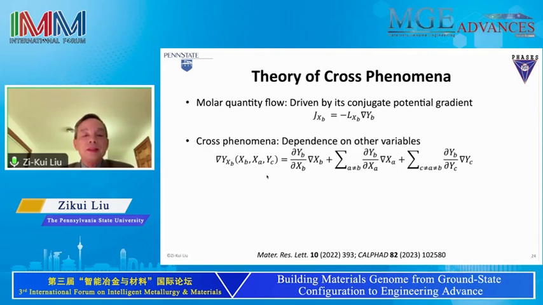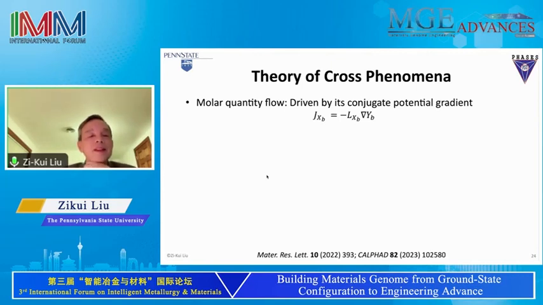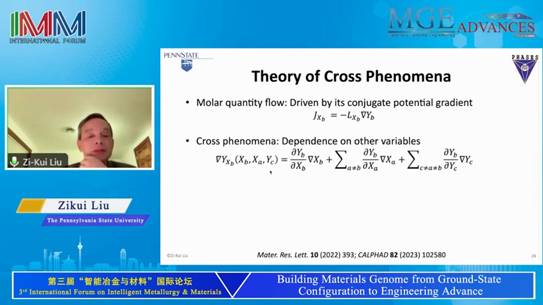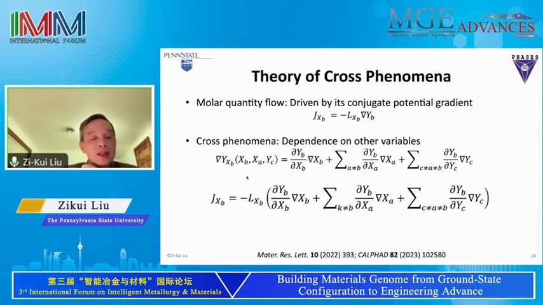So the theory of cross phenomena is that the flux of a molar quantity depends only on its own conjugated potential, like entropy with heat, or the atom with chemical potential. But how does heat drive diffusion? That's because chemical potential is a function of temperature, so you get the derivative here, and that gives us the Soret effect. Then the flux will also depend on them too.